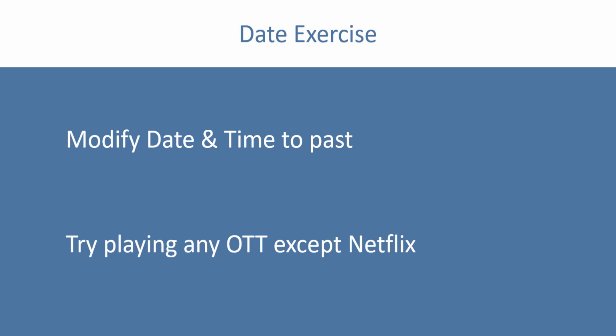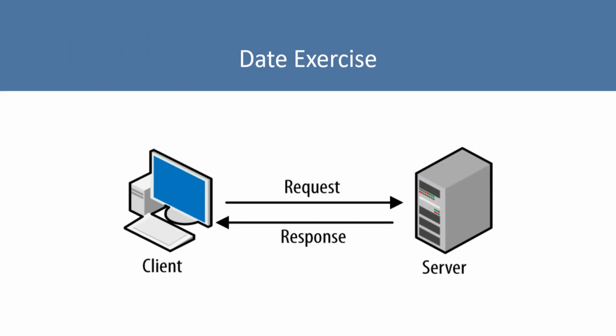I'm pretty sure YouTube or YouTube Music would not give you any results. It will keep throwing you try again or connection interrupted. But Netflix will just open fine and you'll be able to watch anything on Netflix even if there is a date mismatch. So let's see how this functions.